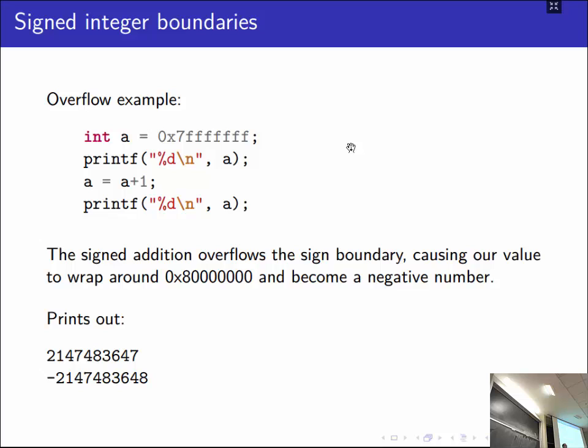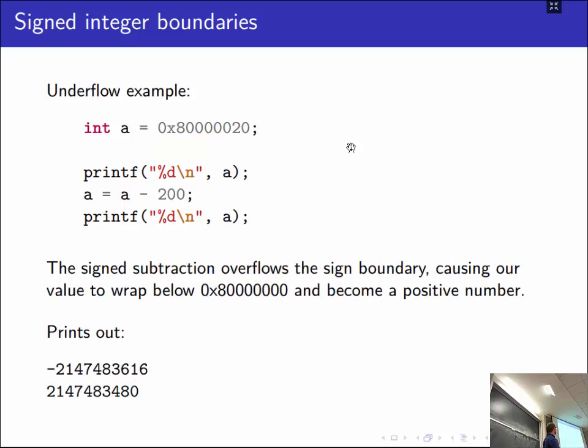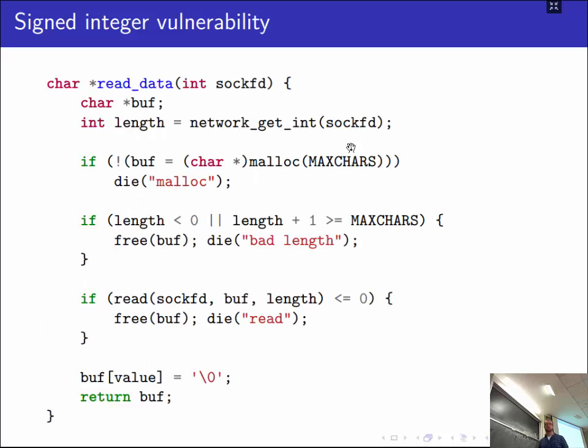That's what happens on x86 architectures. It's exactly like the ring before. For subtraction, if I have a very low negative number and I subtract something from it, boom, huge. So here's another one: signed integer overflow. Find me the bug.